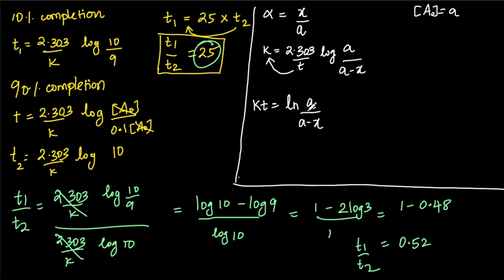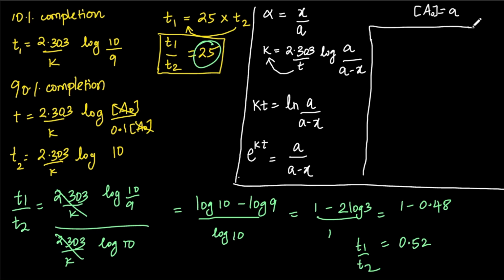Now, I want to remove the natural logarithm on both sides, so you have to raise to the power of E. E power kt is equal to, when you raise the right hand side to the power of E, E and ln will get cancelled. So the right hand side will become A by A minus X. Now, take the reciprocal.